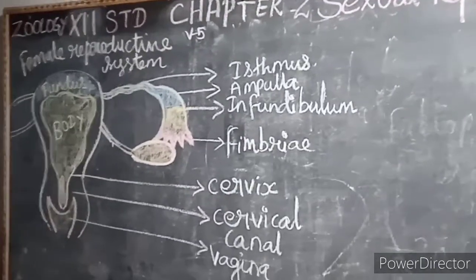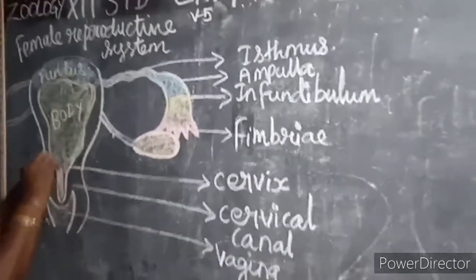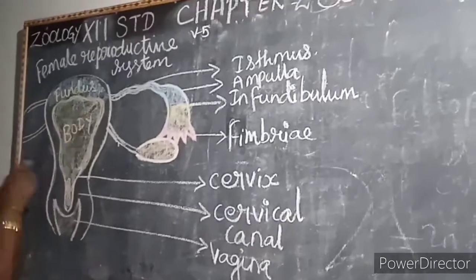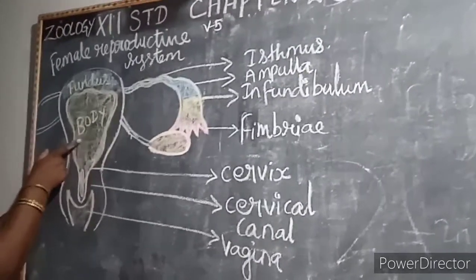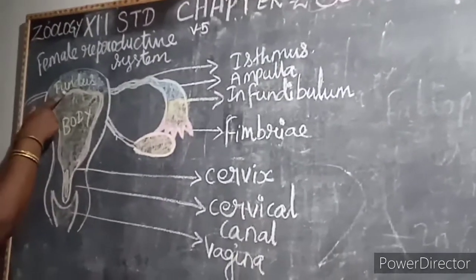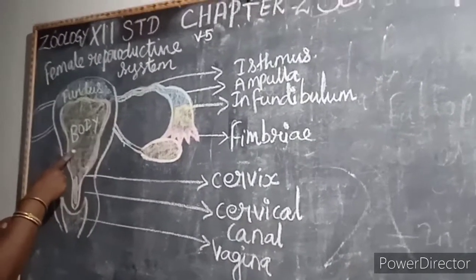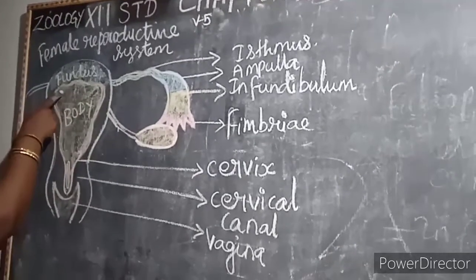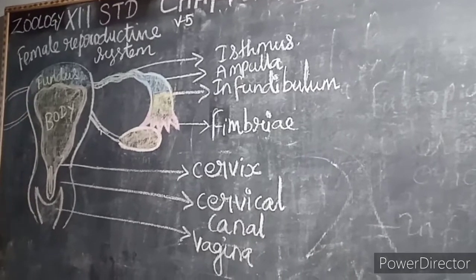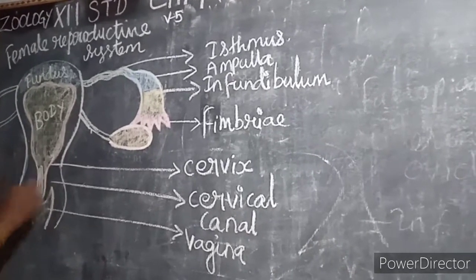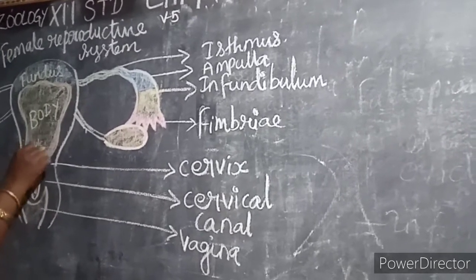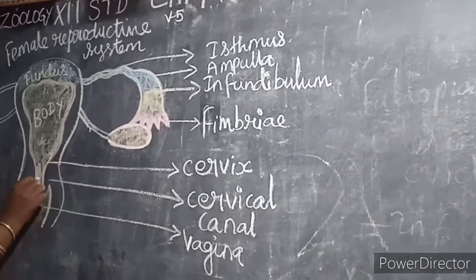Next we are going to learn about the uterus. See here, the major portion of the uterus is called the body. And the portion anterior to the body is called the fundus. The major portion of the uterus is known as what? Body. And the portion anterior to the body is called the fundus. Then this uterus opens into the vagina. So this part is the vagina. This is the uterus. The uterus opens into the vagina through the cervix.